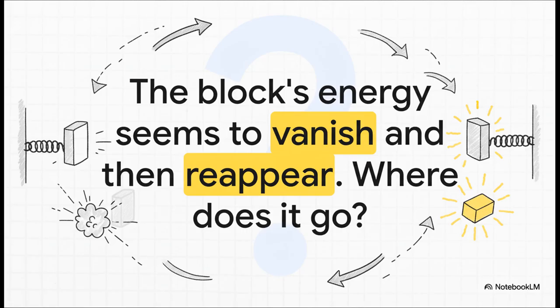And this is where things get interesting. This is our central mystery. Think about it. When the block stops, even for that tiny instant, its motion is zero. That means its energy of motion has to be zero too. But then a moment later, it's flying again. It's like the energy just vanishes and then reappears out of thin air. So where on earth does it go? Let's figure this out together.